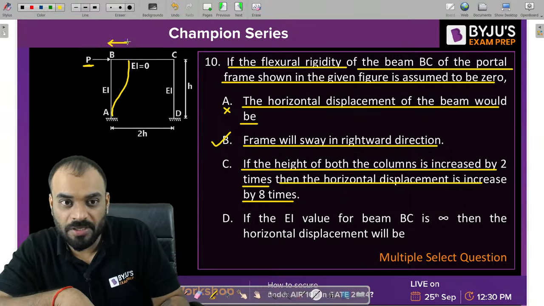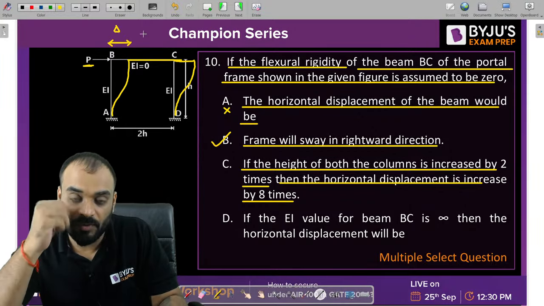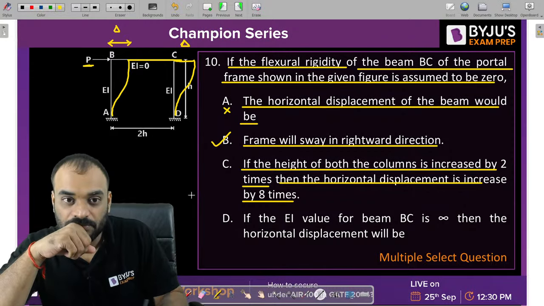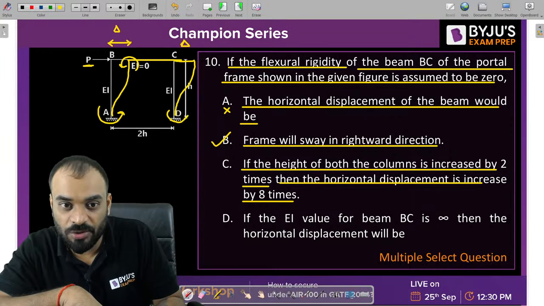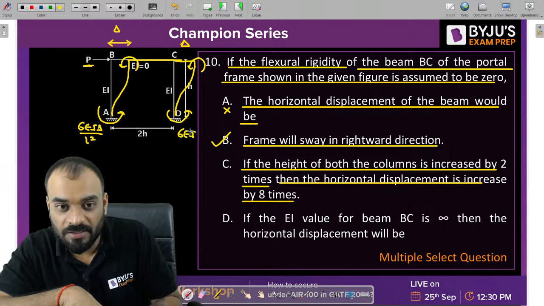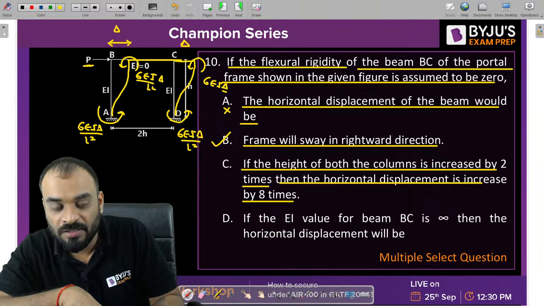What we can do, let's make it simple so that everyone can understand. I will analyze it directly, you will understand it. Now basically this is the deflected shape of the structure. Now tell me guys, this value is what? Delta, okay? This value is also delta. Now guys, listen carefully. Due to this particular delta, we are having certain value of moment over here, like this, and the value is 6EI delta by L square. Similarly this value is 6EI delta by L square, and this value is 6EI delta by L square.